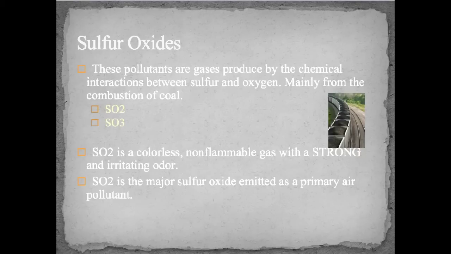Sulfur oxides are pollutants and gases that are produced by chemical interaction between sulfur and oxygen, mainly from combustion of coal. You have your two different forms here. It's a colorless, non-flammable gas with a strong, irritating odor. It smells like rotten eggs. Some of you are going to experience that when you do your test with sulfur dioxide on your mini environments. Sulfur dioxide is the major oxide emitted as a primary pollutant.